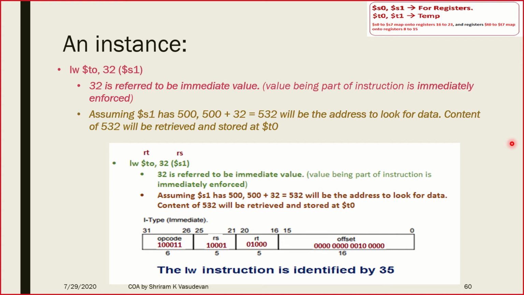Now, the first point that you need to remember is that we have two sets of registers. One starts with S and another starts with T. S0 to S7 is registers 16 to 23.